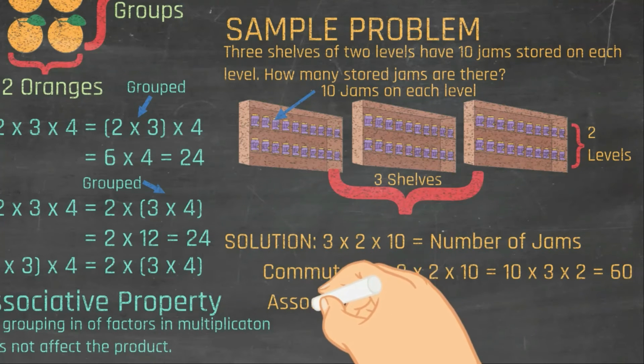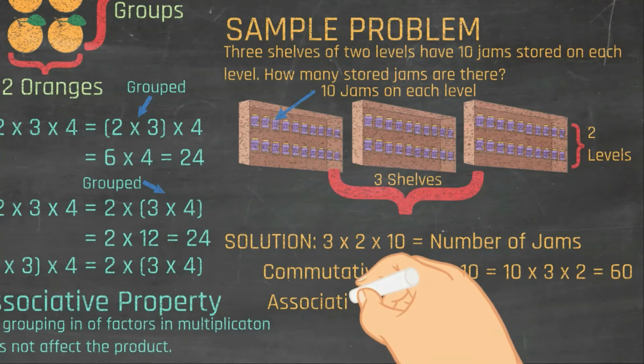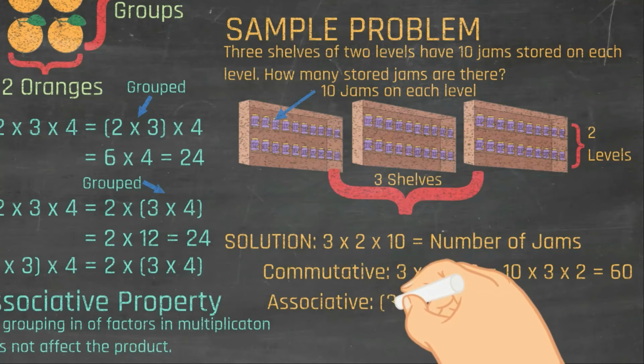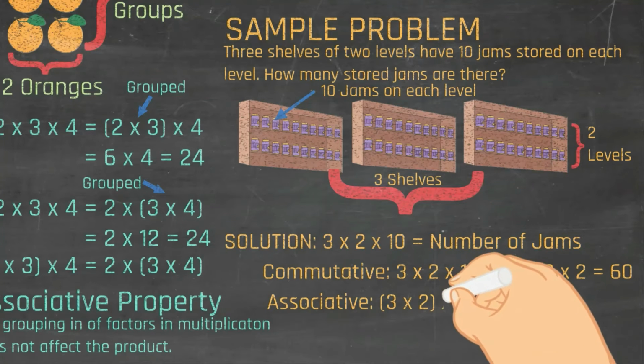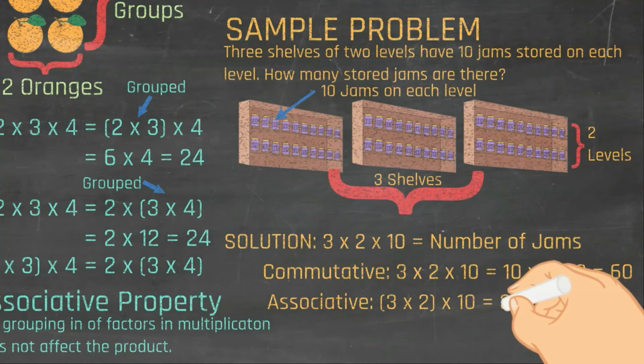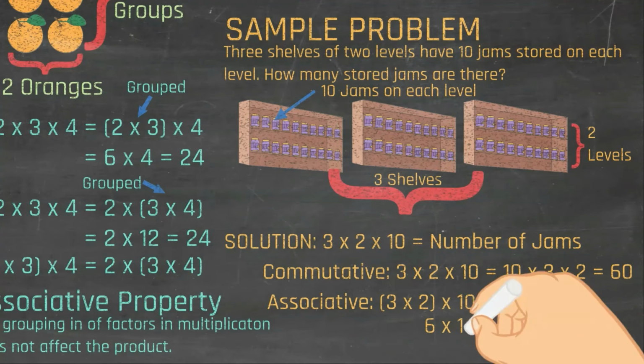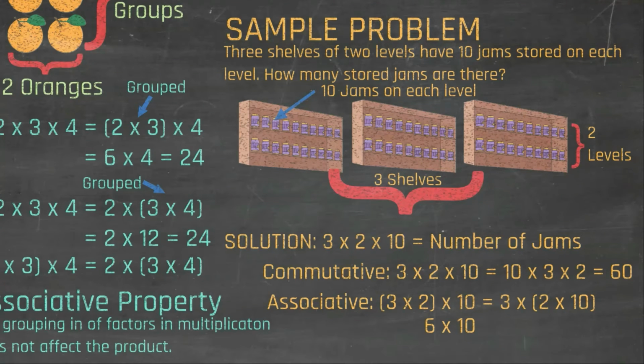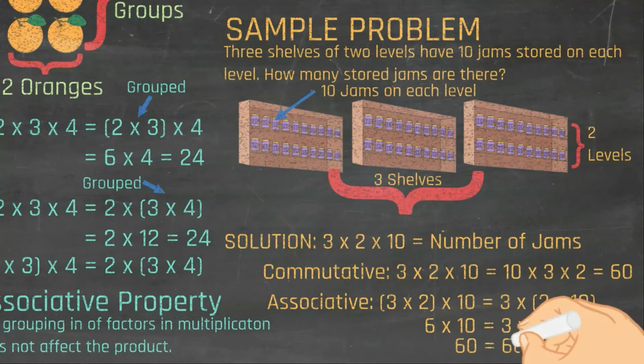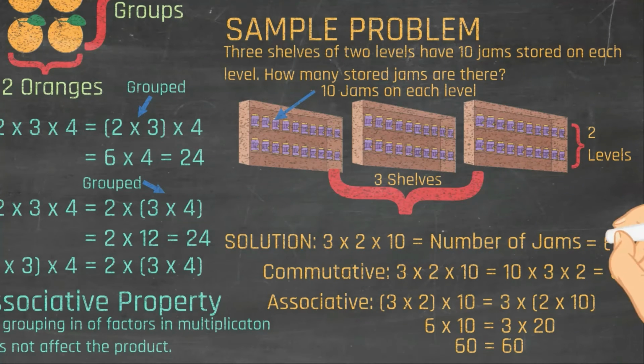Applying the associative property, 3 times 2 times 10 is equal to the quantity of 3 times 2, times 10, and this is also equal to 3 times the quantity of 2 times 10. The left expression then becomes 6 times 10, while the right expression becomes 3 times 20. 6 times 10 equals 60. 3 times 20 equals 60. Both are equal to 60. The number of jams therefore is 60.